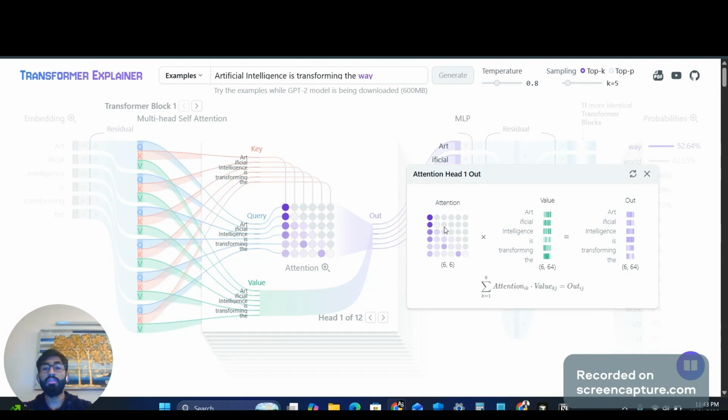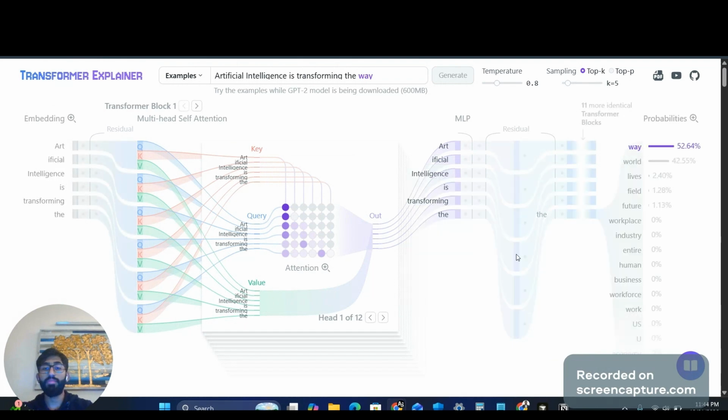So you can see a 6 by 6 matrix multiplied with the value matrix, 6 by 64. Therefore, with the value of these word embeddings, we have the output as art. If I hover over it, for example here, I can see the attention 1, art times art, giving me this at this position. Then if I go down, it will take on this attention, official, and so this refines the output representation even more for official. So yeah, this is what's happening.